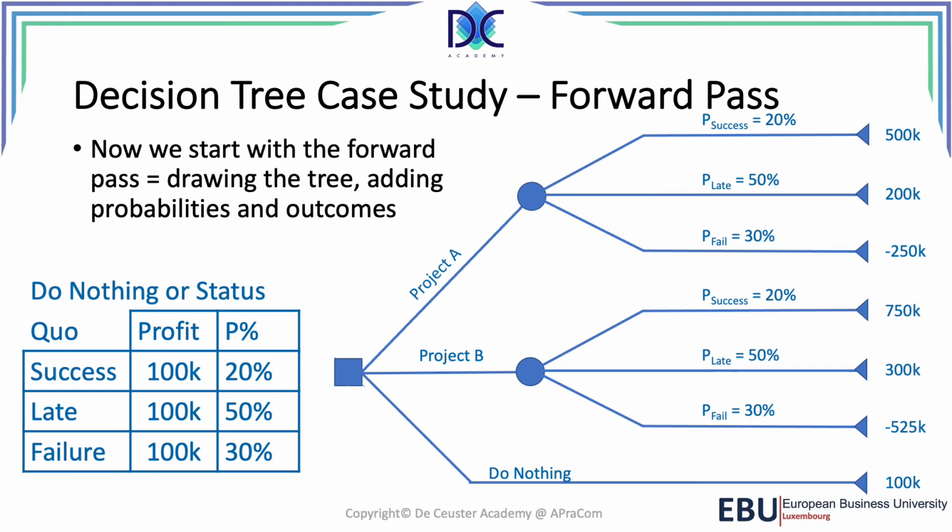Now in reality we can have more decisions, it can be more complex, but at this stage, for you to understand what the principle of the decision tree is, I think this is enough at this moment.